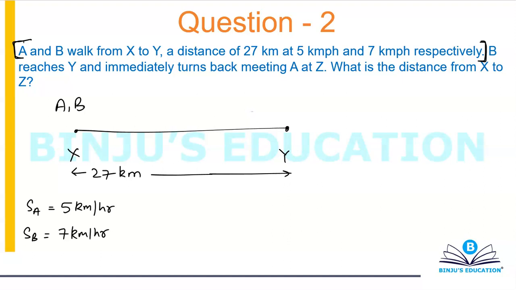Now, without even moving forward, I would be doing this mental calculation, whether I'm making this video for you or sitting in the exam and solving the questions. While I'm reading the question, I would be doing this mental calculation. The time taken by B to reach Y would be equal to 27 by 7. Now, what's 27 by 7? That I do not know, but yes, I have that mental calculation ready with me. And it's always better to put that on a piece of paper. And this will be 27/7 hours.